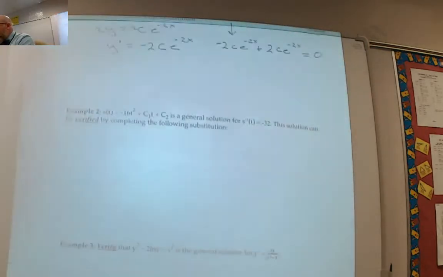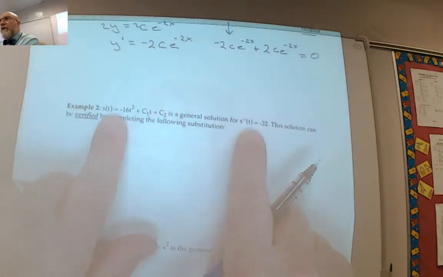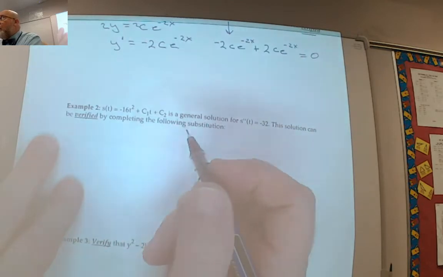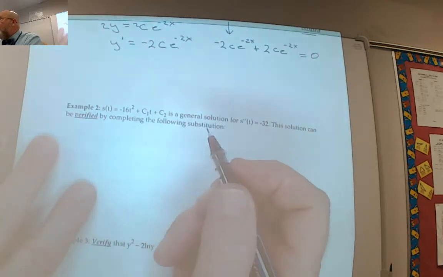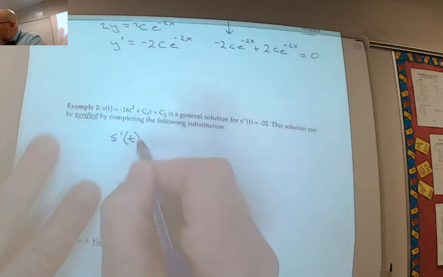I am now given a general equation. Here's a second order differential equation. I'm going to verify that they're connected. How am I going to do that? Well, I'm going to take the first derivative first. And S prime is going to be what, Jacob Weber?